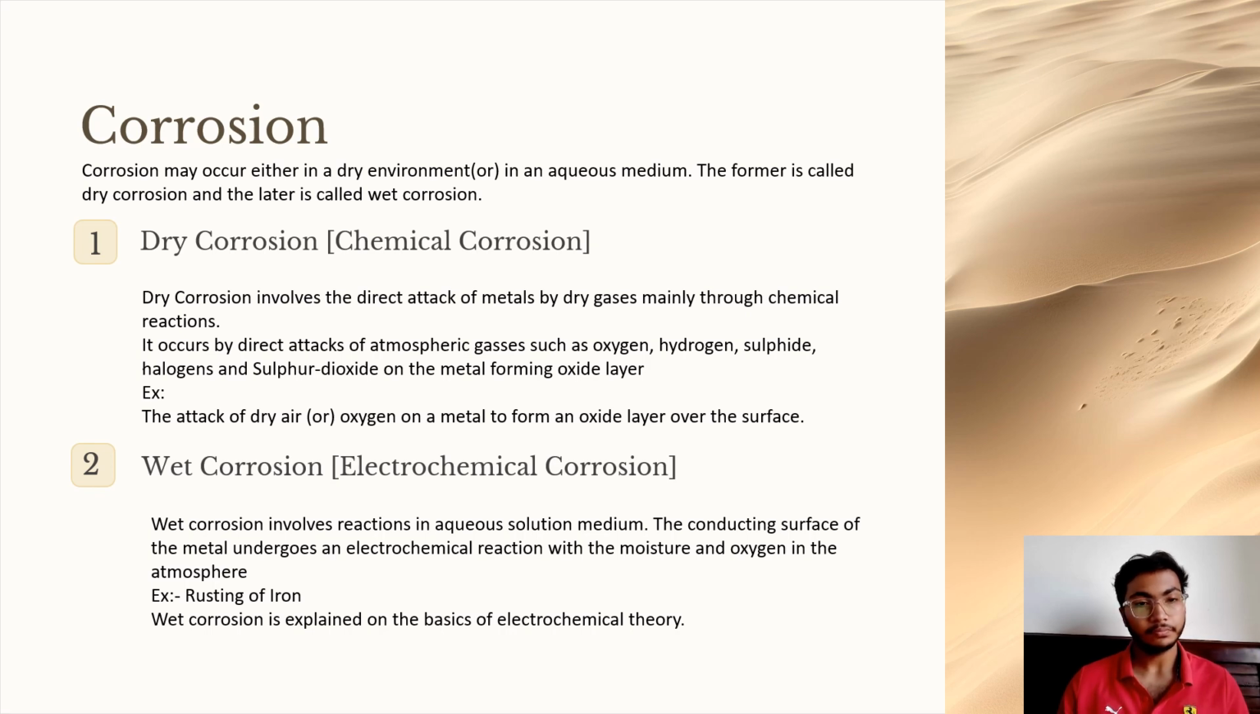Wet corrosion, electrochemical corrosion. Wet corrosion involves reactions in an aqueous solution medium. The conducting surface of the metal undergoes an electrochemical reaction with the moisture and oxygen in the atmosphere, for example the rusting of iron. Wet corrosion is explained on the basis of electrochemical theory.